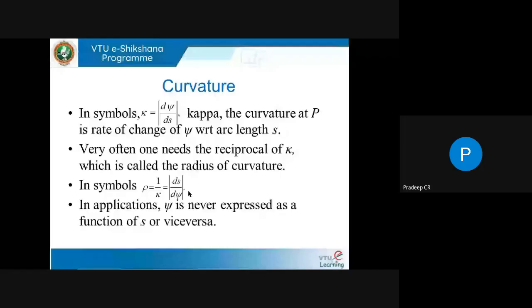To find rho at any point, you have to find dy by dx, square it, take 1 plus dy by dx whole square, whole to the power of 3 by 2, divided by the modulus of the second derivative of y with respect to x. This is the formula for the radius of curvature. At times, dy by dx may become infinity. In that case, you have to take the reverse of it. Instead of dy by dx, you'll take dx by dy. And in the denominator, instead of d square y by dx square, you'll take d square x by dy square.